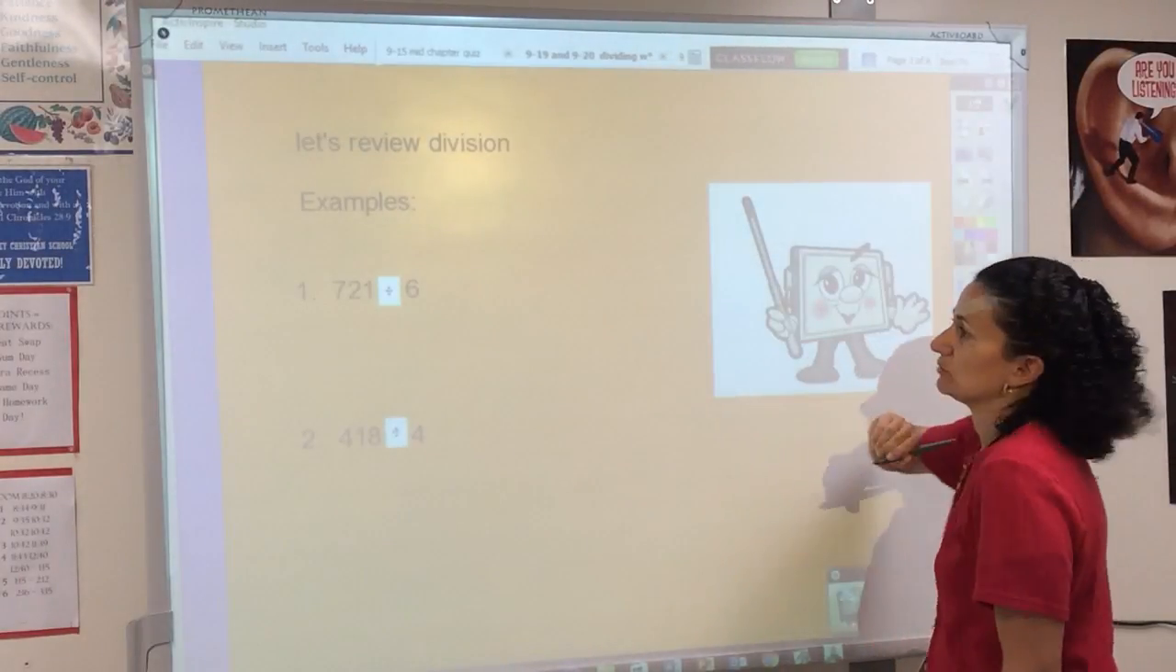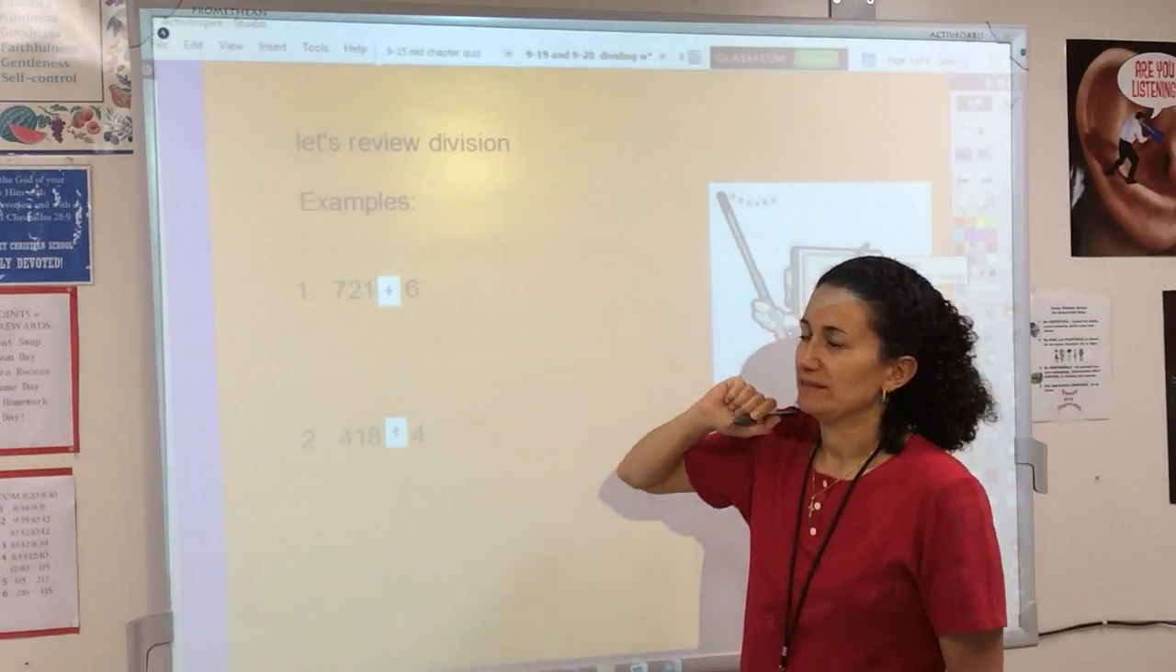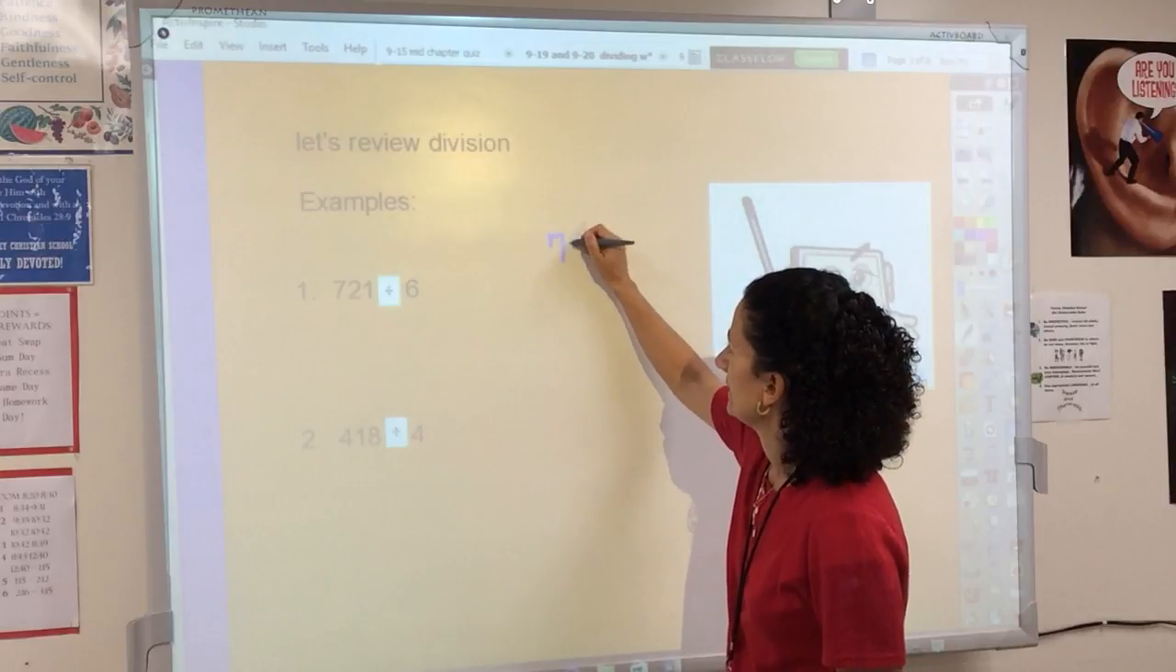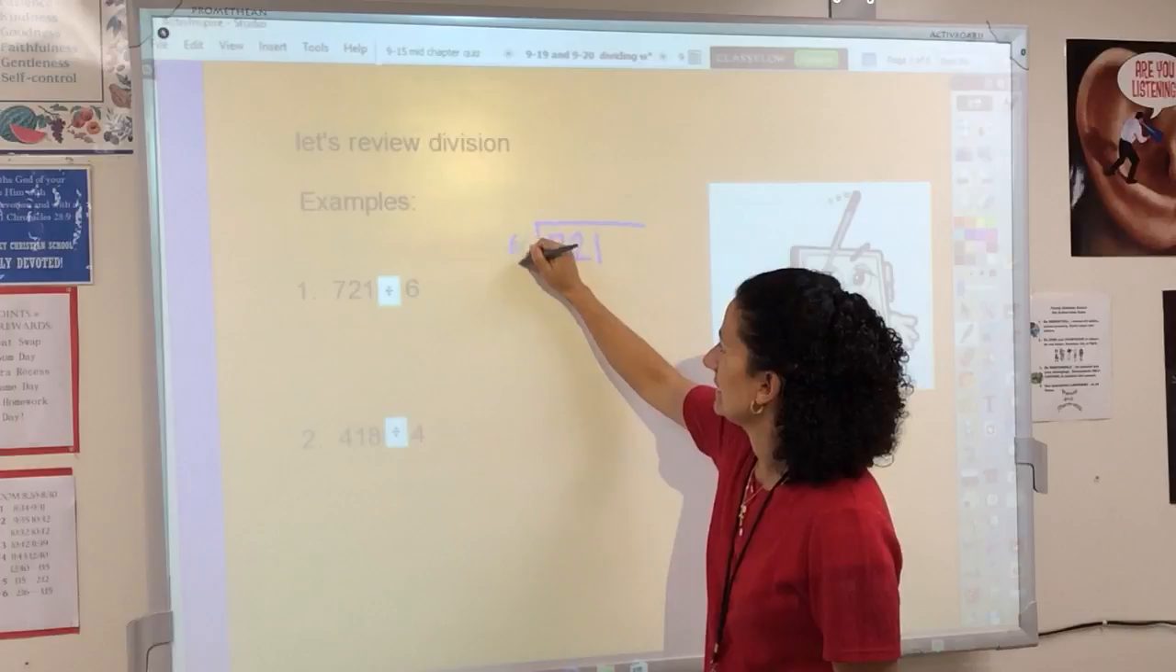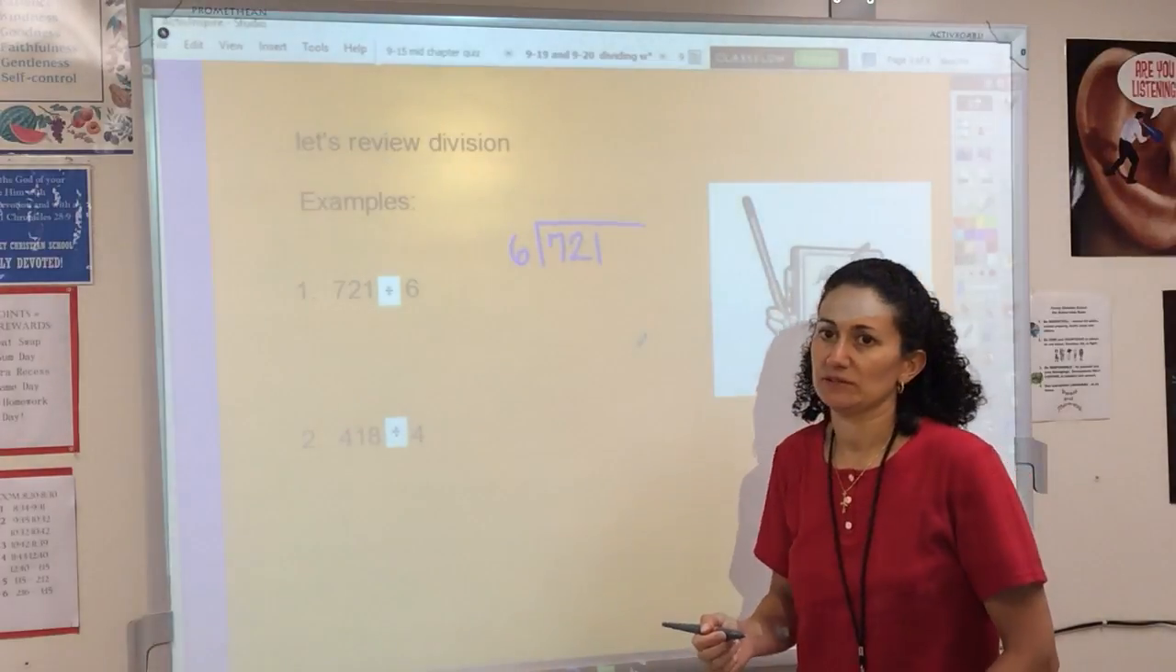So let's try this first one, 721 divided by 6. The first number is my dividend. That goes on the inside. And I'm dividing by 6. That's my divisor, goes on the outside.